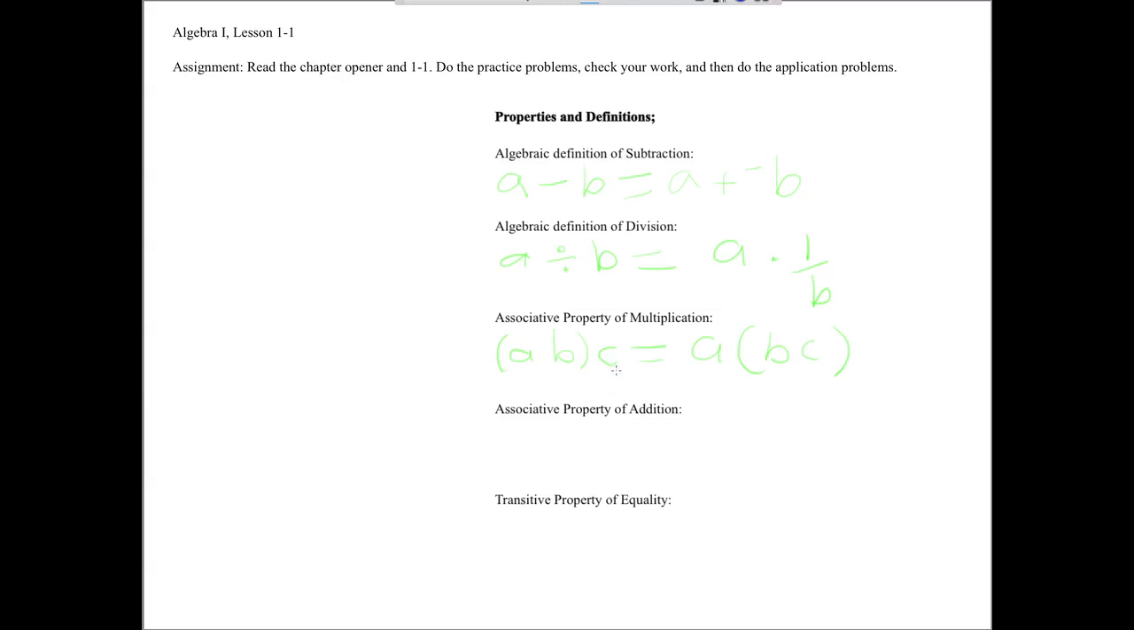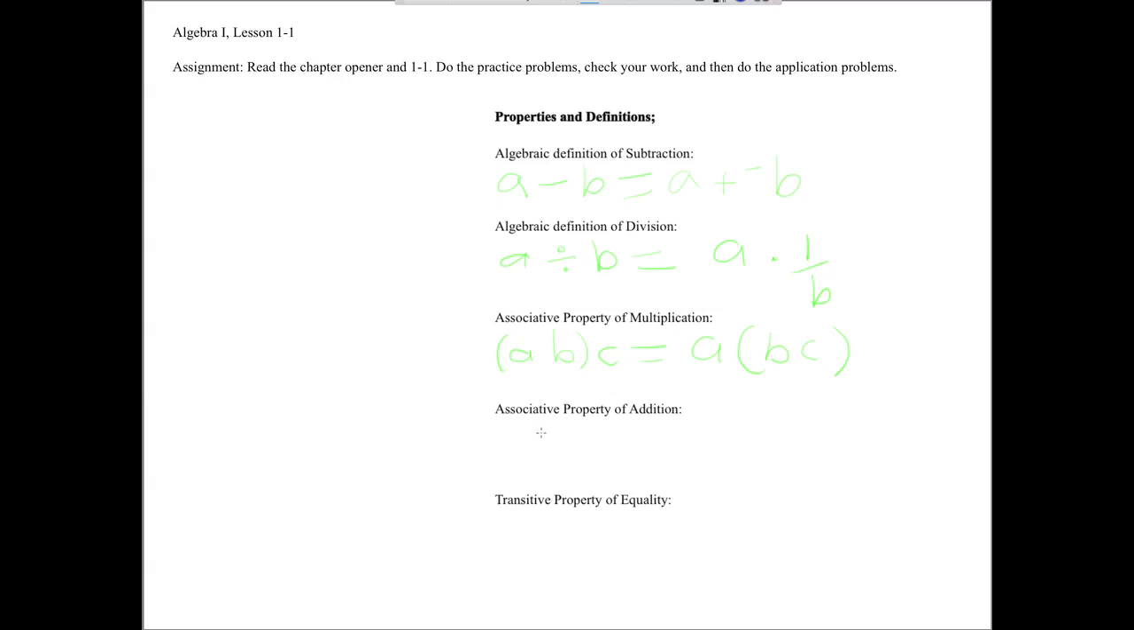Grouping symbols often are found in the associative property, but are not exclusive to it. So be careful that you don't just see that and think it must be the associative property. The other one, and again, for all of these properties, this is for all real numbers.